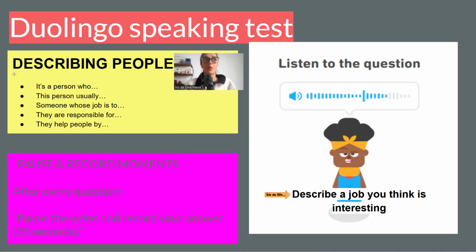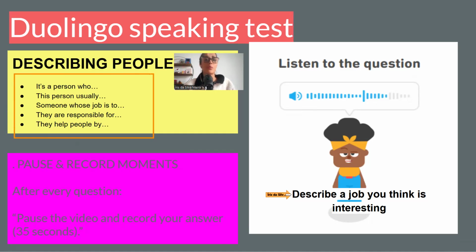And even if you remember the word, I need you to use some chunks of language that are also used to paraphrase. You know, it is this person, usually someone whose job is... they are responsible for X, Y, and Z. They help people by X, Y, and Z. So let's say you want to describe an IT professional. You are going to say, one job that I think is interesting is an IT professional.